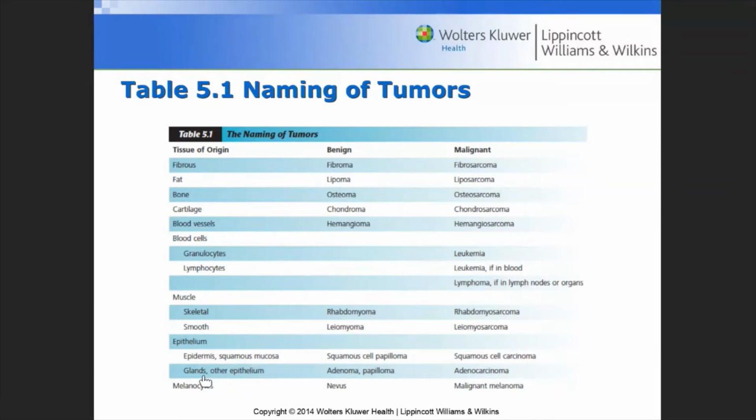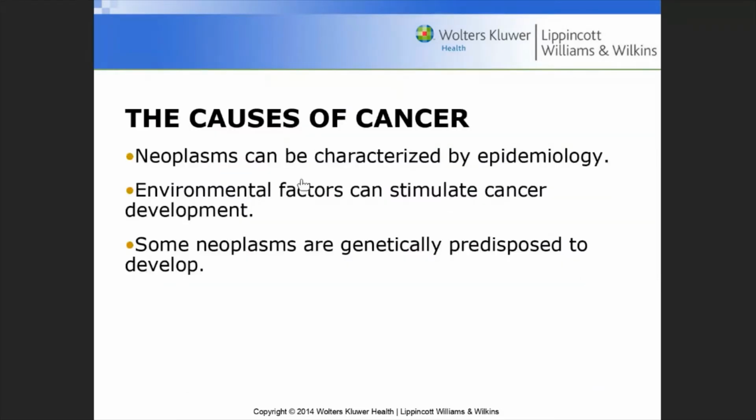If it's more of mesenchymal origin, then it will be sarcoma, right? If it's glandular, then it's adeno, and a lot of glandular is epithelial origin, then it would be adenocarcinoma, for example. An important example of an exception to the -oma that is not benign but malignant is malignant melanoma.